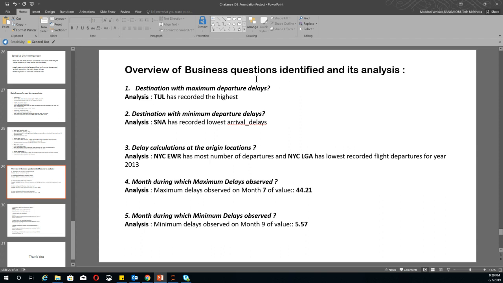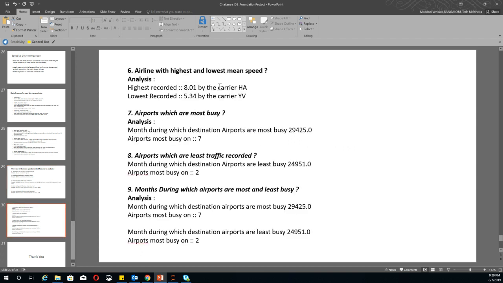The maximum daily departure delay was observed on TUL. SNS recorded the lowest travel delays. EWR has the most number of departures, whereas LJ has the least number of departures. Maximum delays were observed in the month of July, where the minimum was September. The lowest mean speed and highest mean speed are listed again. The months during which airports are most and least busy are also highlighted: July is the most busy and February is the least.